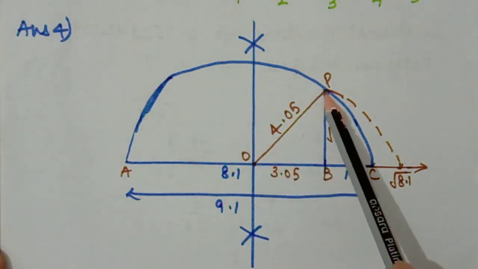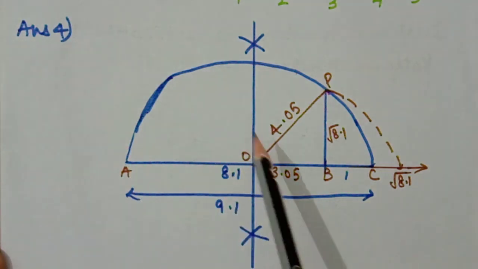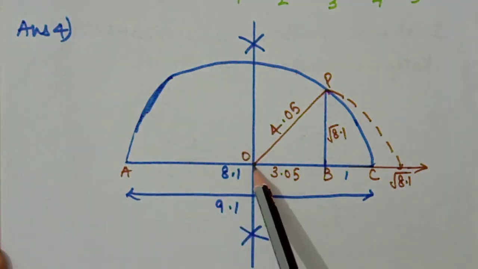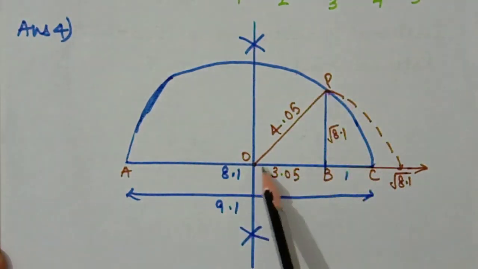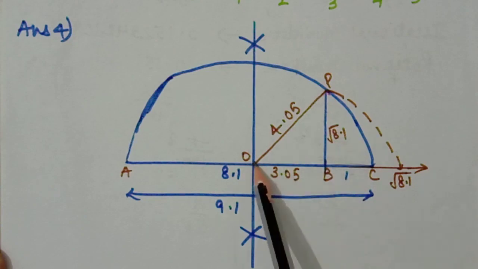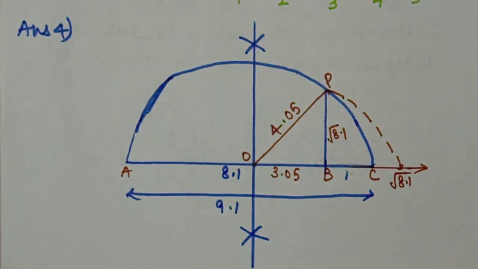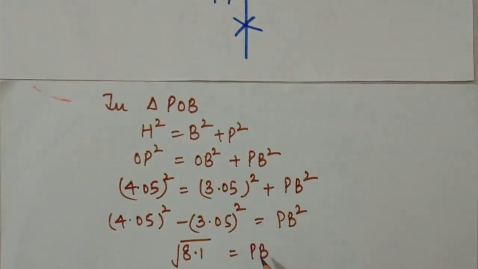So this is also a radius because it is also touching the circumference and the center of the circle, and same here, center of the circle and the circumference. This is also 4.05, 1 centimeter is this extra, so we will subtract it, so the remaining portion OB is 3.05. Then we will apply Pythagoras theorem in it. This is your Pythagoras theorem, and it shows that PB is root 8.1.